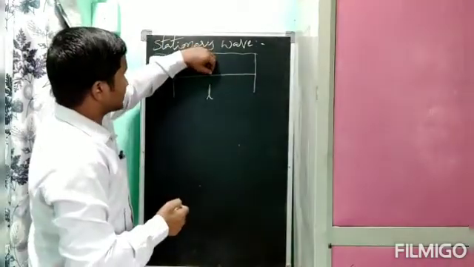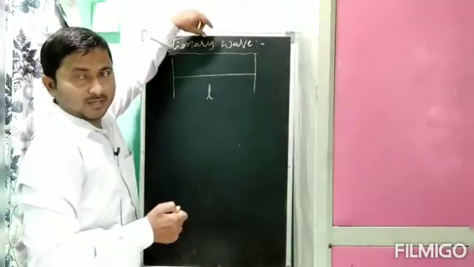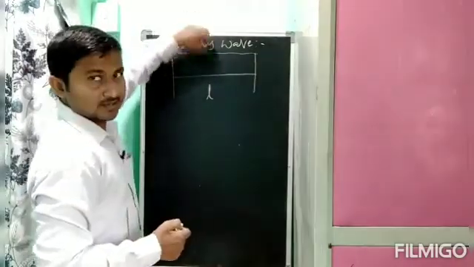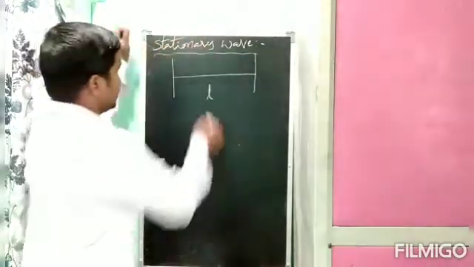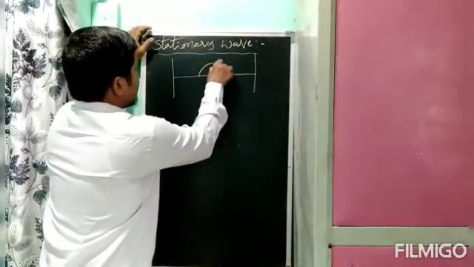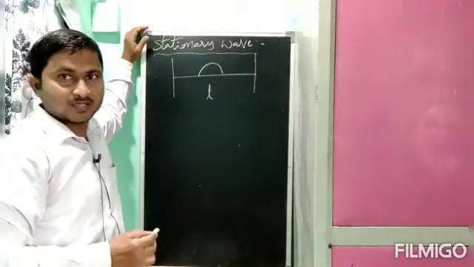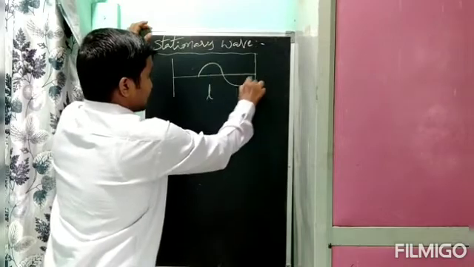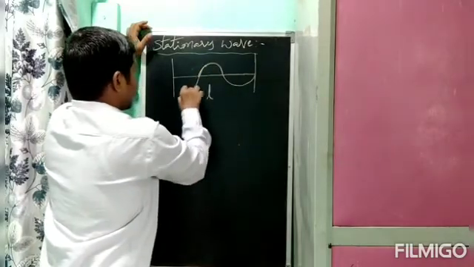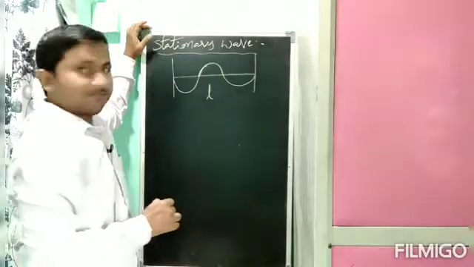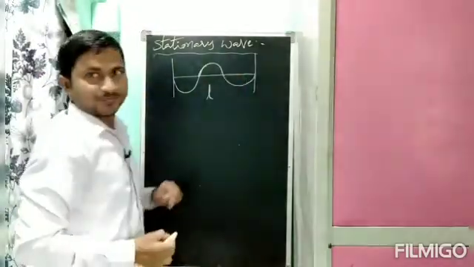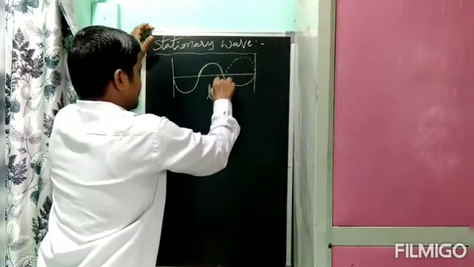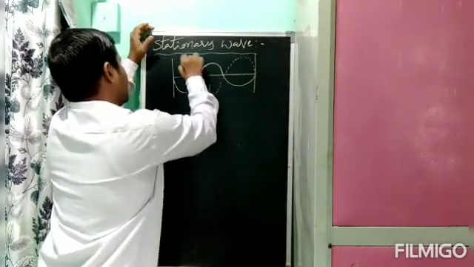When this string is plucked perpendicular to its length, a transverse wave pulse is produced. This transverse wave pulse travels in either direction along the length of the string and gets reflected from the rigid support. This is the reflected wave.